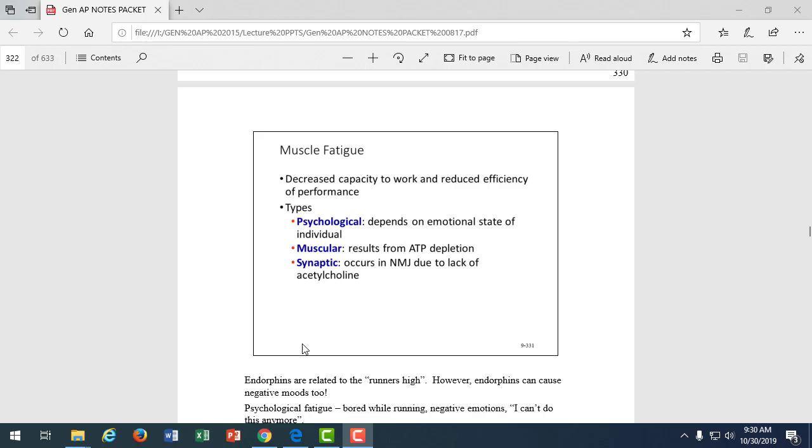If you're in a long distance run, say a half marathon or a marathon or even a 5 mile, depending on your level of fitness, there's three types of fatigue that occur. Psychological fatigue is just how you feel. And that always hits me. I always get psychological fatigue no matter what length I'm running, 3 miles to a half marathon.